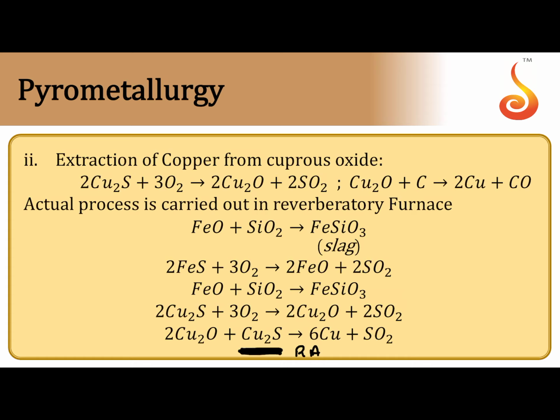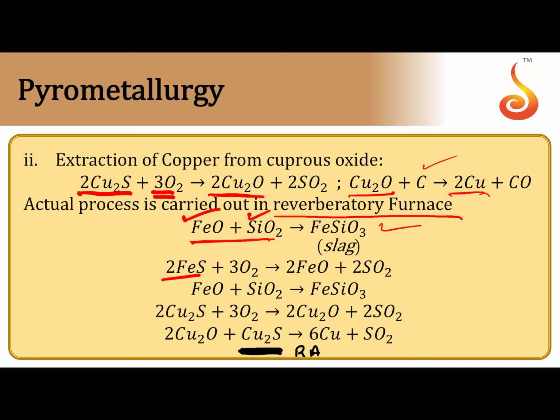Extraction of copper from cuprous oxide, this is a specific method. Copper sulphide, on heating with oxygen, gives copper oxide. This copper oxide, when reduced with carbon coke, gives copper. The actual process is carried out in a reverberatory furnace. If you observe, FeO combines with SiO2, this is a basic oxide and this is an acidic oxide, then we get the fusible mass slag, that is ferrous silicate.